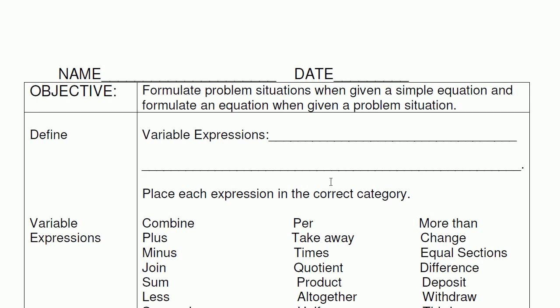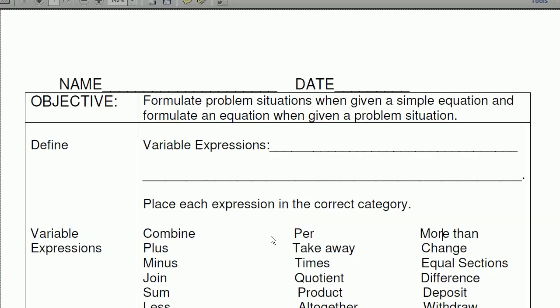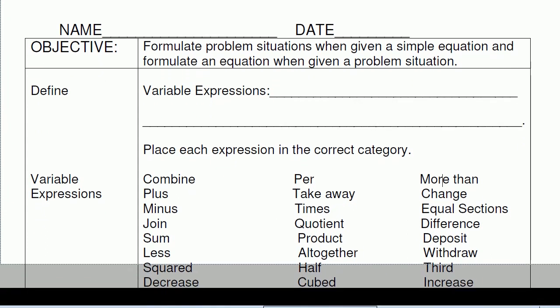Hi, in this video we're going to be talking about how to write an equation given a problem situation. Okay, so the first thing that we need to talk about is a definition, and the definition that we need to write is the one for variable expressions. Okay, and variable expressions is really easy to write. It's exactly what it says.